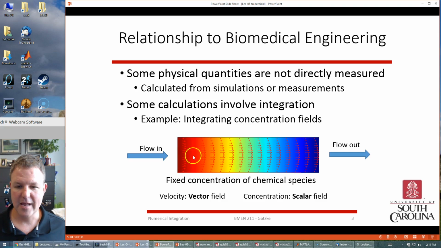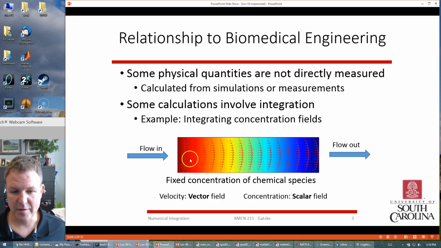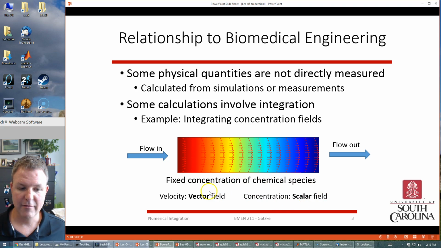If you think about an application where you have flow and concentration, you can see the concentration denoted by the color. The flow vector shows the x and y direction of velocity of the liquid in these different positions. Each point has a velocity, but each point also has a concentration. The concentration is a scalar value at each point, and the velocity is a vector value at each point.